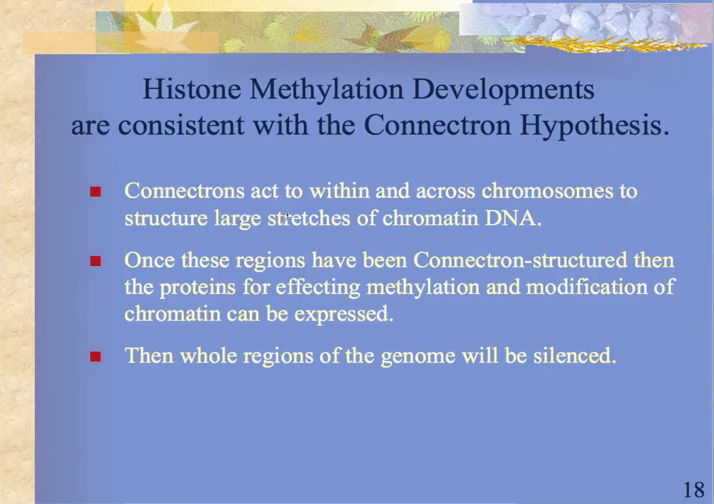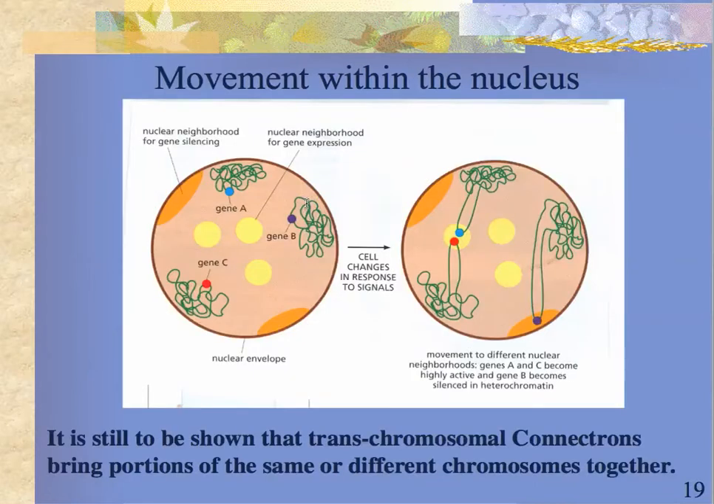As I said before, the methylation developments are consistent with the connectron hypothesis because they're concerned with pasting shut these loops of 30 nanometer structure. And whole regions of the genome can be silenced by this means. So this just shows how different portions of chromosomes can be brought together, and how they can function together because they are close, and how the behavior of the transcription occurs when pieces of different chromosomes are close to each other in nuclear space.